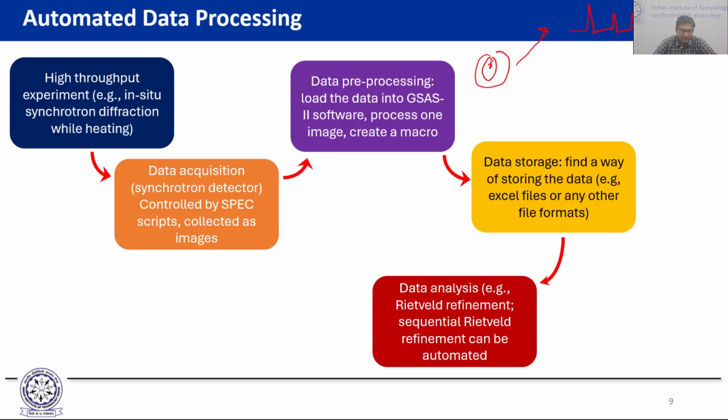So for example, in this case, maybe the type of analysis we want to do is a Rietveld refinement. Now you will be collecting lots and lots of data as a function of time and temperature, and therefore there's a large number of Rietveld refinements that have to be done. So once again, you can use this GSAS software and set up a sequential Rietveld refinement where you automate the process by creating a macro once again.